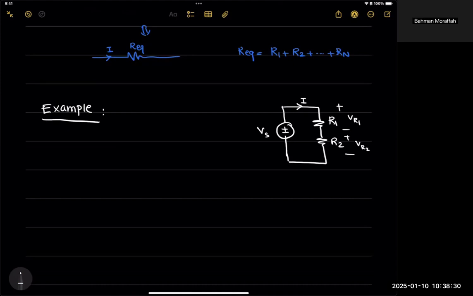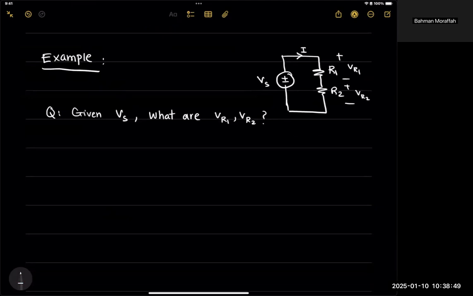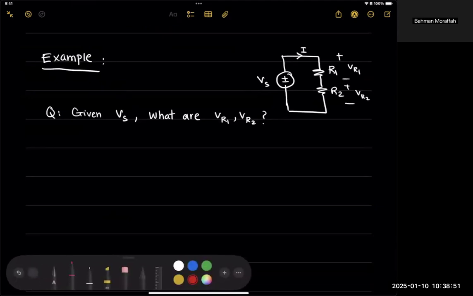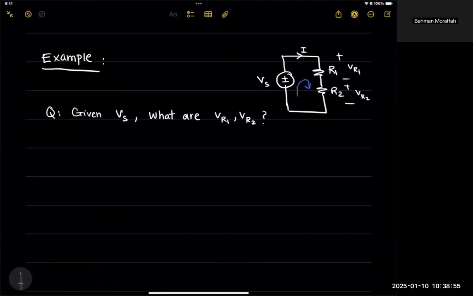Okay? And the question is, given Vs, what are VR1 and VR2? Right? Well, we know how to do this. Let's just write a KVL here and see how it works.